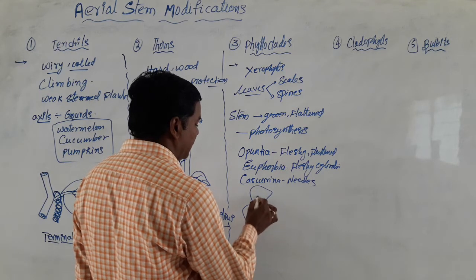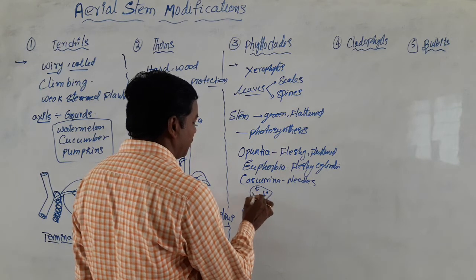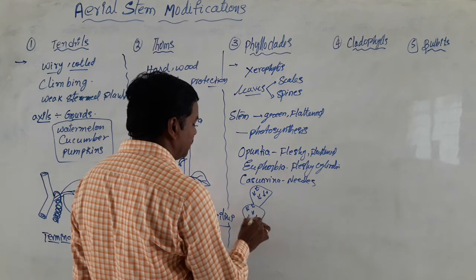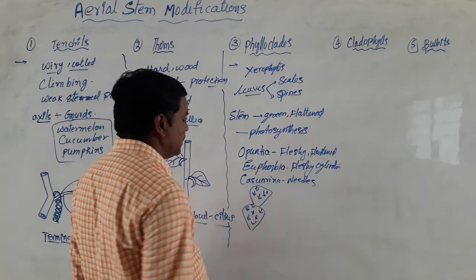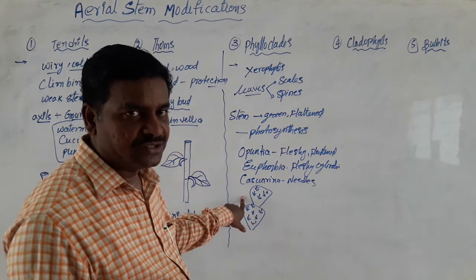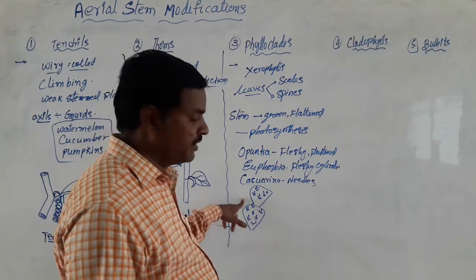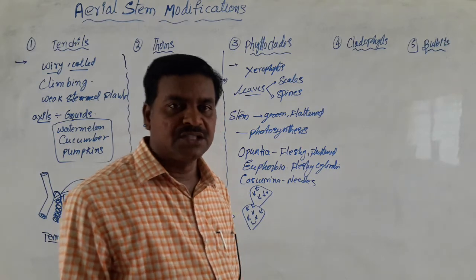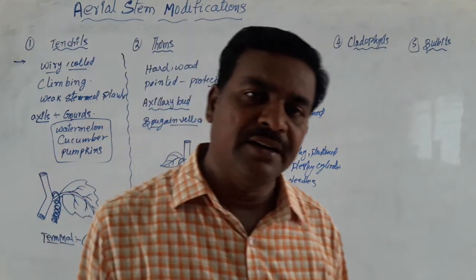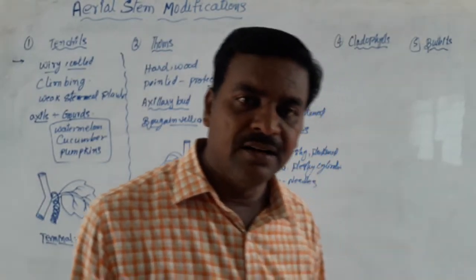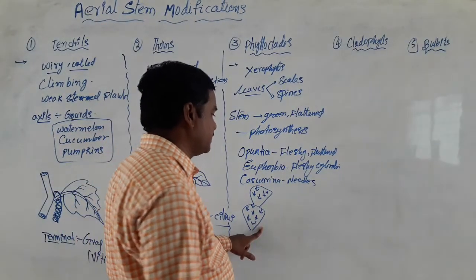For example, this is Opuntia. They are flattened phylloclades with leaf modification into scales or spines. In Opuntia, leaves are modified into spines, and the stem becomes green, fleshy and flattened, and maintains photosynthesis.